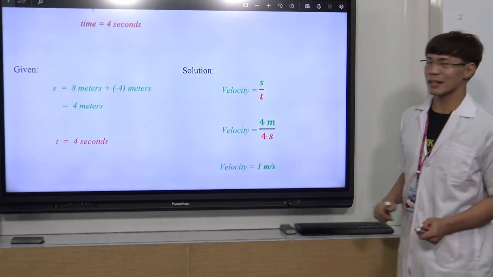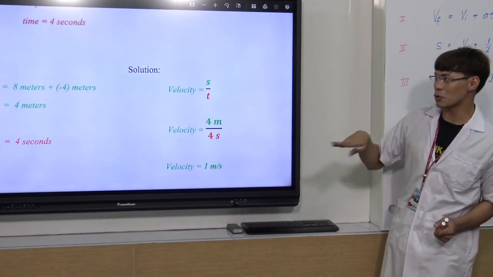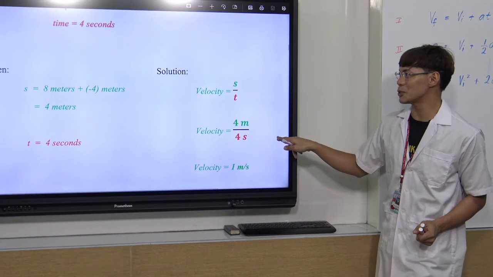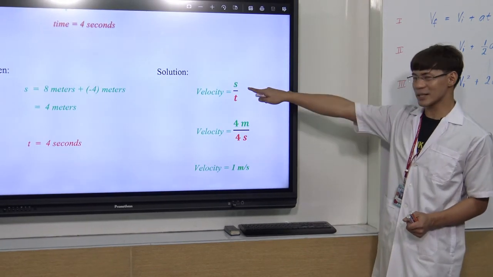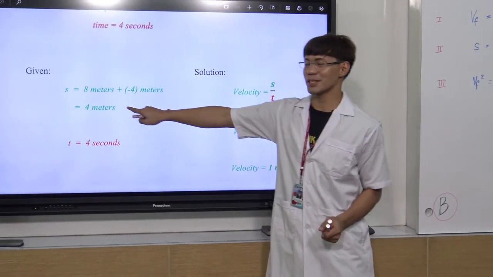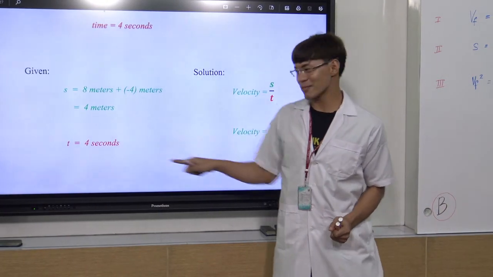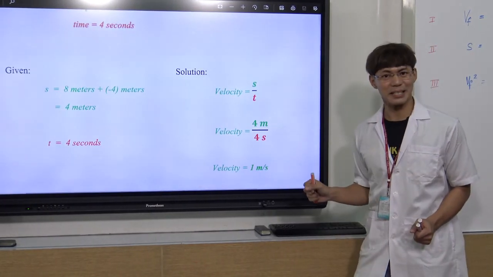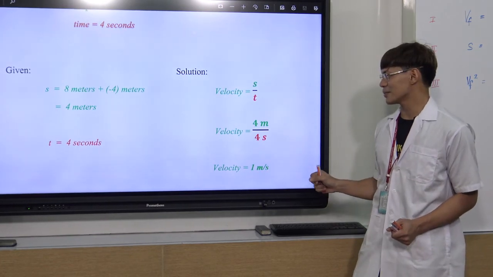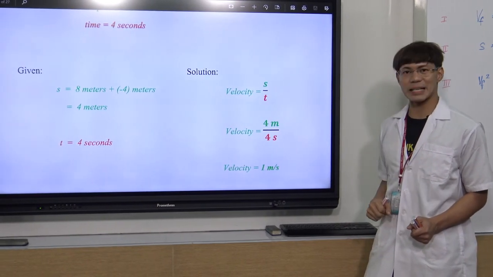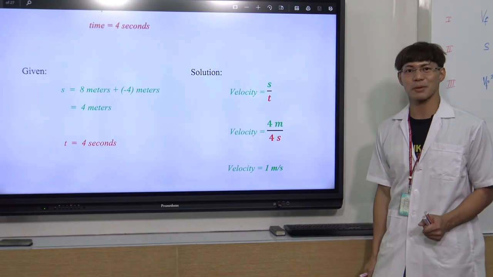Formula. Velocity equals displacement over time. We substitute. What is the displacement? It's 4 meters. What is the time? 4 seconds. There you go. I think you can easily solve for velocity. 4 meters divided by 4 seconds, you get 1 meter per second.